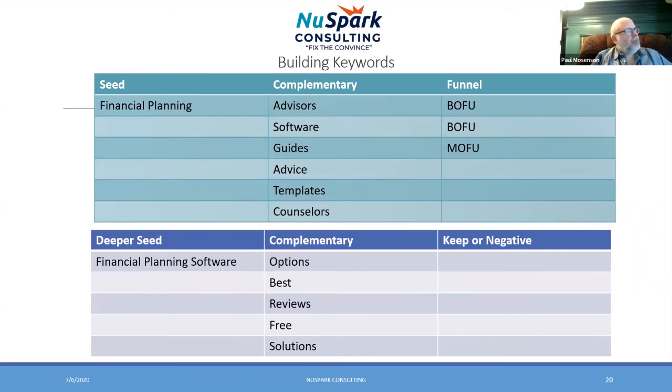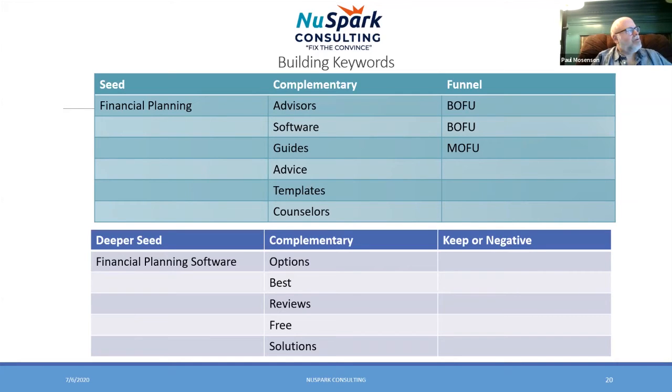So another thing you can do is just do some research. Look at their website, look at what you do and understand it, and use some of these terms. Here's financial planning again. You start with a seed keyword and then add complementary keywords after that, like financial planning. And then you decide what funnel you want to put them in. So advisors is a bottom funnel, right? Because I'm looking for an advisor. Software is kind of bottom funnel because I'm looking for software. A guide is more like a middle funnel, right? Because I'm not actually looking for software yet or a planner. I'm looking for a guide first.